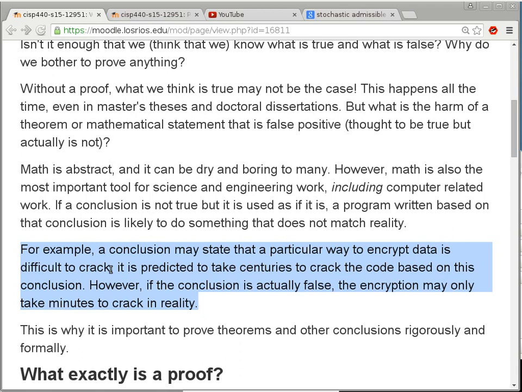So in the time of war, if the invasion is scheduled in a few months and it takes 2 years to do the decryption, then the decrypting is ineffective because it would not be helpful at all to fight a war. So it is not about whether something cannot be cracked. It really has to do with how long it takes to crack it. But if the conclusion is actually false, the encryption may only take minutes to crack in reality. Now, this happens a lot too. It's not like this is completely just something that I made up.